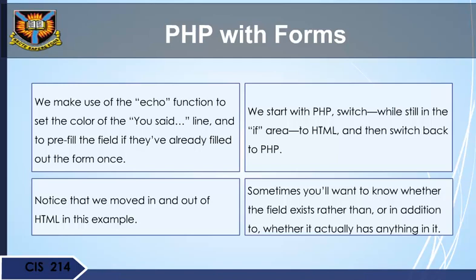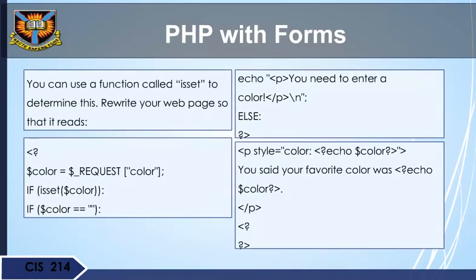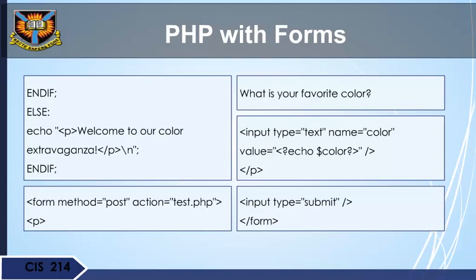Sometimes you will want to know whether the field exists rather than, or in addition to, whether it actually has anything in it. You can use a function called isset to determine this. Rewrite your web page so that it reads: You need to enter a color. You said your favorite color was, and if set, echo a paragraph: welcome to our color extravaganza. What is your favorite color?